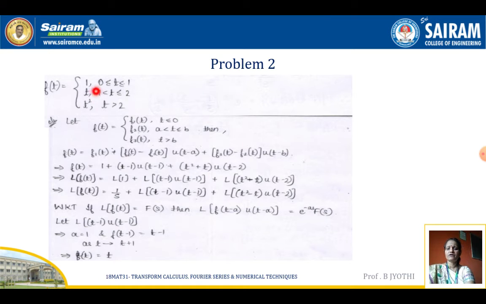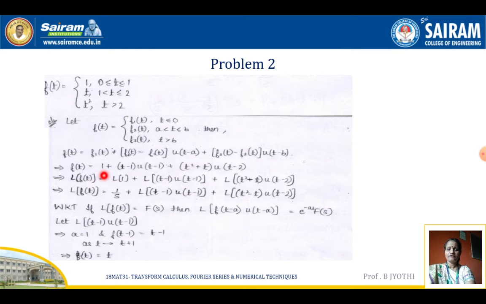The function is given as 1 when t is varying between 0 to 1, t when t is varying between 1 to 2, and t square when t is greater than 2. So we have three functions, that is f1, f2 and f3. Like it can be compared: t less than a, it is f1. When t is varying between a and b, it is f2. When t is greater than b, it is f3. The formula says f of t is f1 of t plus f2 of t minus f1 of t into u of t minus a, plus f3 of t minus f2 of t into u of t minus b, where a is 1 and b is 2 in this problem.